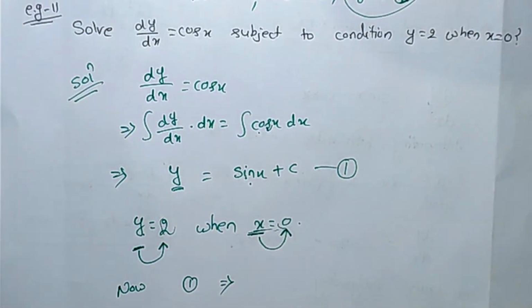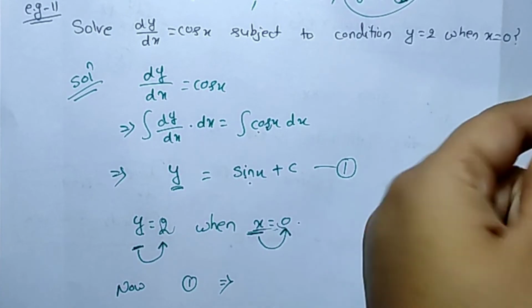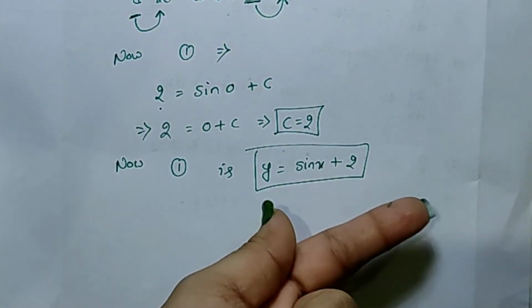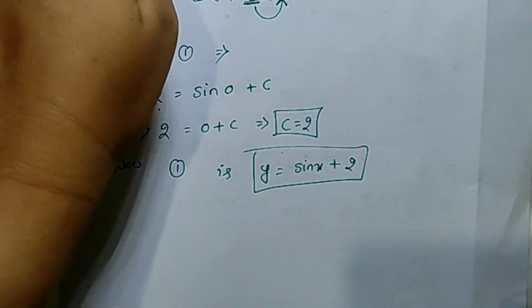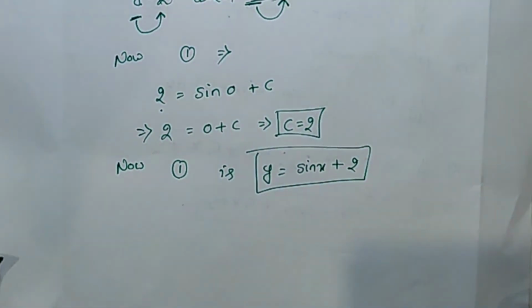When we assign a value to c, we find a particular solution. With the condition that we have already been given, I can find a solution. So this is a solution to this differential equation. Which type of solution? This is a particular solution. Clear?